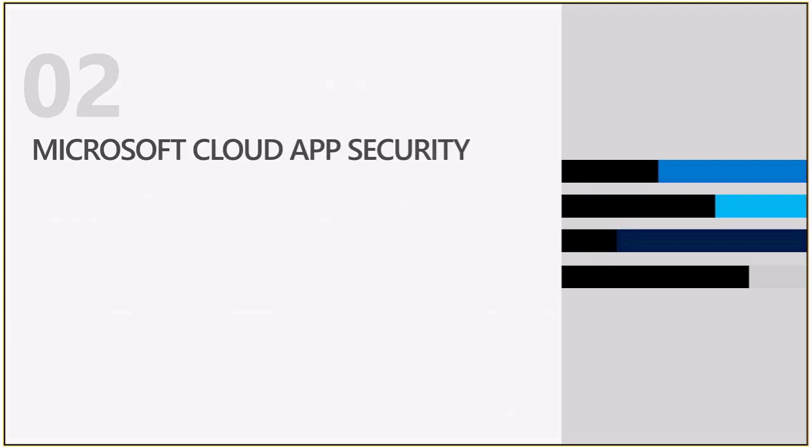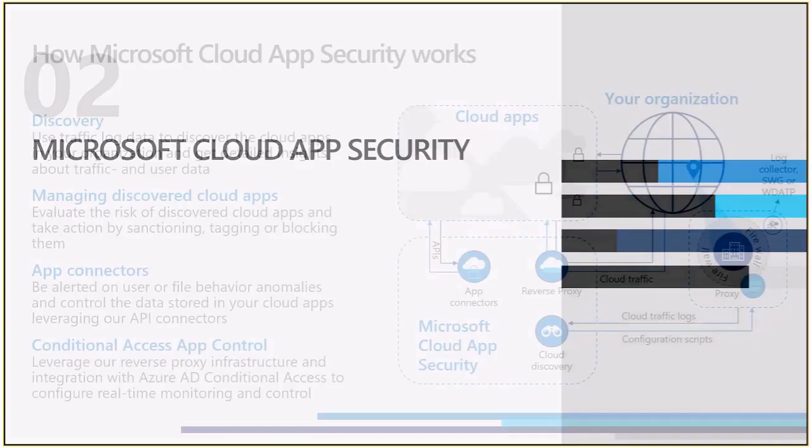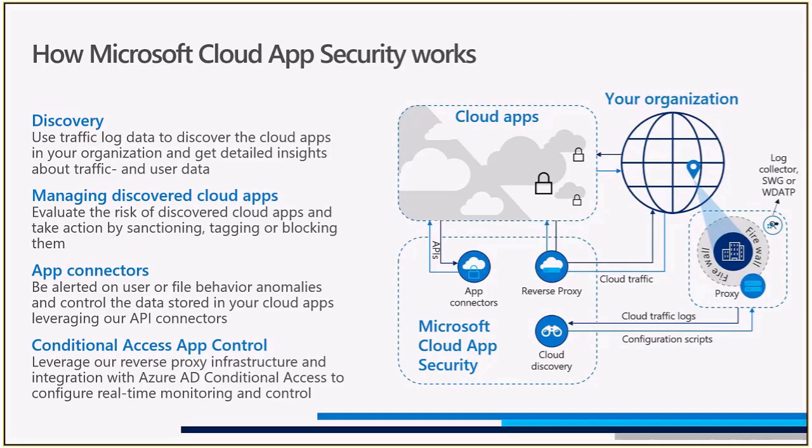And of course, you didn't expect anything else from me. We're going to talk about our own CASB, Microsoft Cloud App Security. Here's a quick diagram of how the architecture of Cloud App Security is conceived and how it works. We'll start our discussion here with discovery. Discovery means trying to find out what applications are used in your environment. Not necessarily which ones you decide to use, but which ones your users are deciding to use.